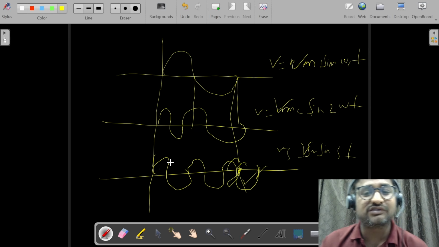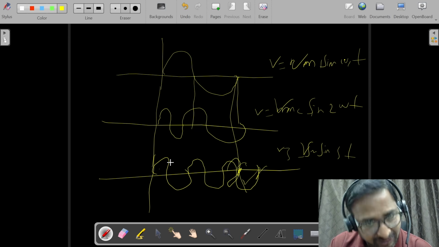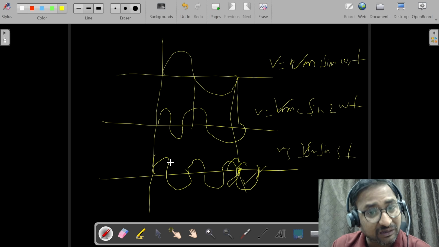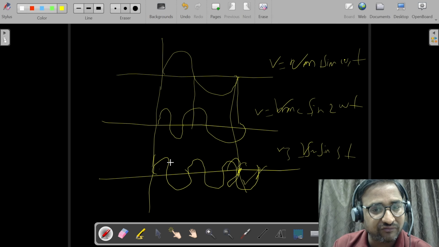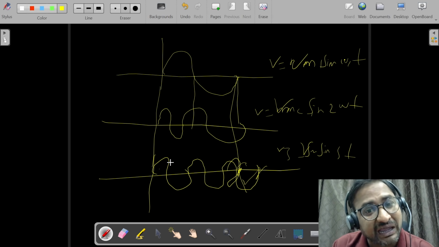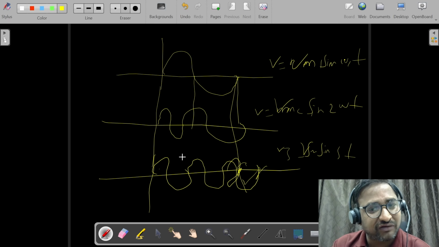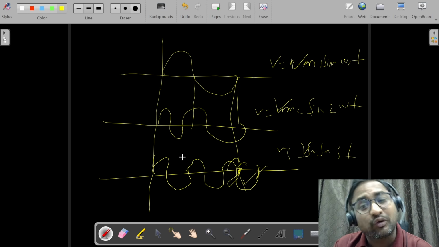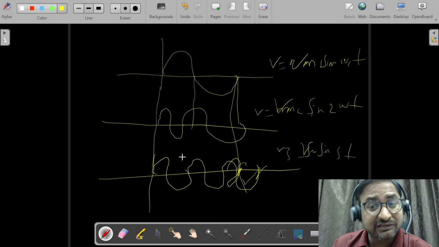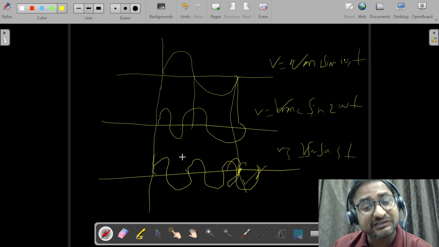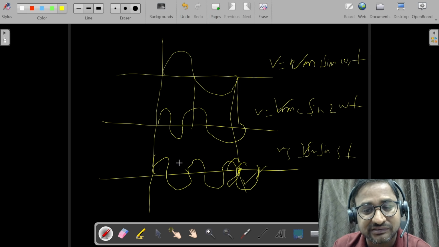It means for one cycle of the fundamental voltage signal, if you want to draw sine 2 omega t, there will be two cycles present in the one cycle. For example, in 20 milliseconds there will be one signal. In a similar way, sine 2 omega t means in 20 milliseconds, two signals. Vm sine 3 omega t means in 20 milliseconds, there will be three voltage signals, three sinusoids.